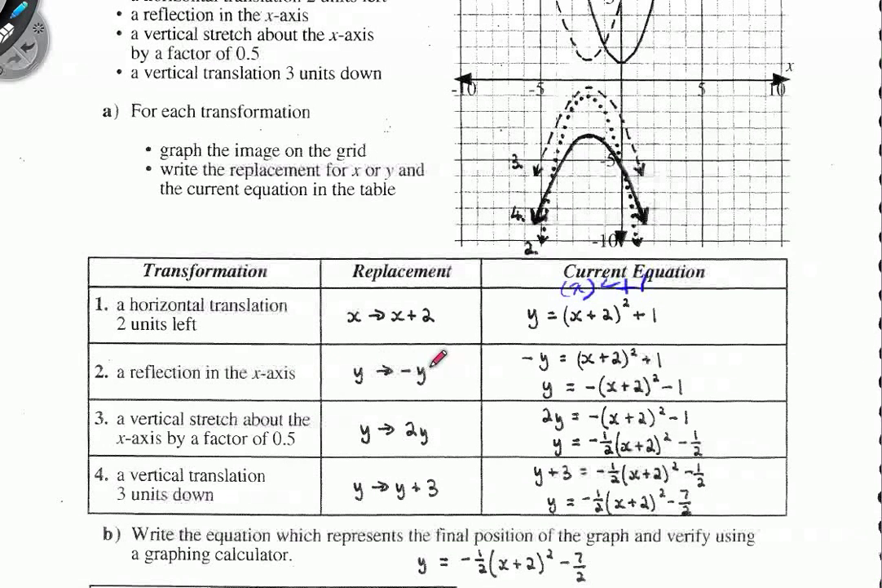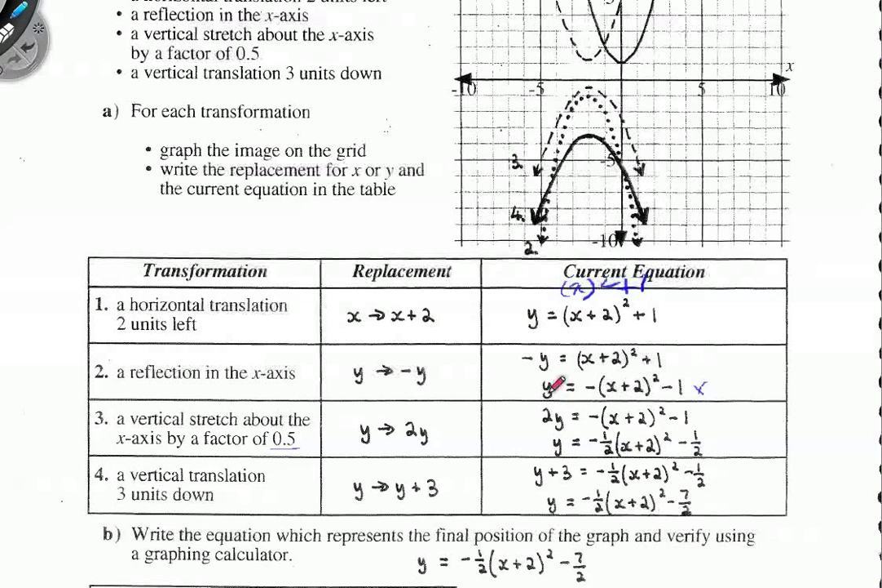Next was a reflection in the x-axis. That means the y's become negative. So we'll change that to negative y, which we do. And then multiply both sides by negative 1. So we get this right here. Third, a vertical stretch by a factor of a half. Vertical stretch. We apply that to y. Y becomes 2y because it's a factor of 0.5, a half.